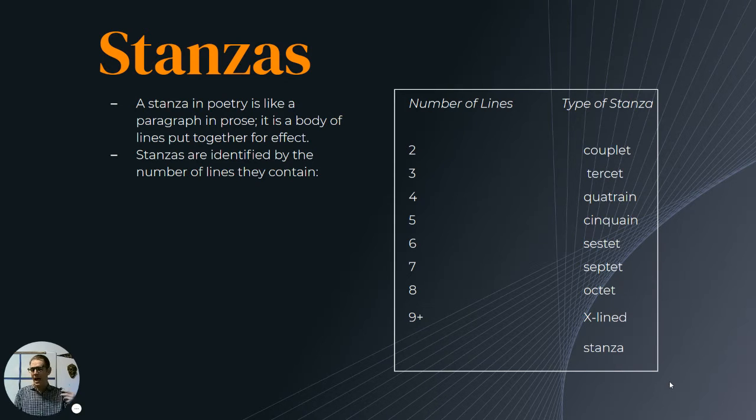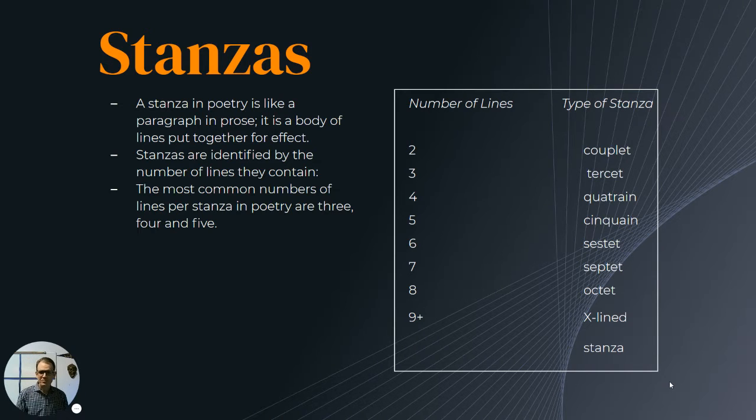Okay, I'm not going to test you on this when you take your poetry test. I'm not going to ask you to have these memorized, but I will tell you by the time you get to your senior year, you will have these memorized because it's a necessity on the AP test. Right now, I'm just making you aware that this is a thing. Now, the most common numbers of lines per stanza in poetry are 3, 4, and 5. And that's just doing a statistical analysis. This is what's most common in poetry.